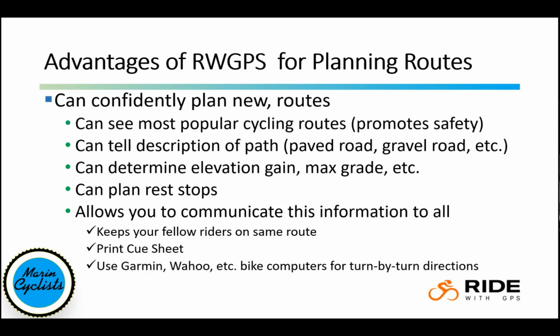So again, the advantages of Ride with GPS are planning new and interesting routes. You can find different ways to get around someplace and do it. In particular, I've used this when I've gone to new areas, like down to Santa Barbara or up in Bend, Oregon, and you can plan a good route for areas that you don't really know very well, and still have an enjoyable route. You can determine the elevation gain, max grade, et cetera, plan for the rest stops, and then in particular, be able to communicate this information to everybody, which keeps everybody on the same route.